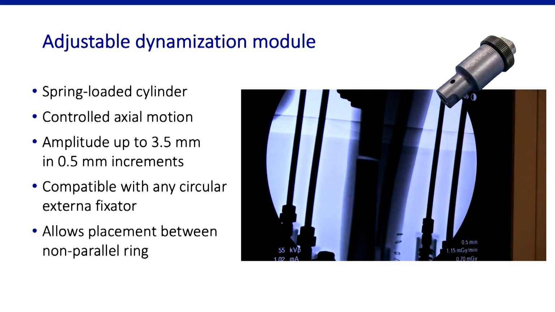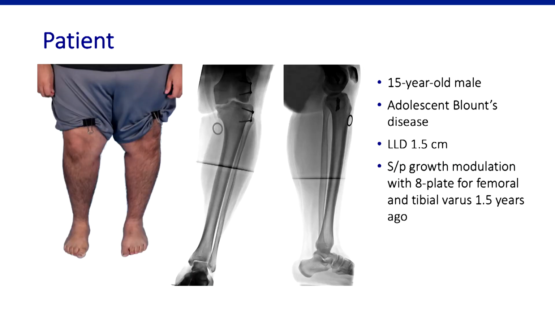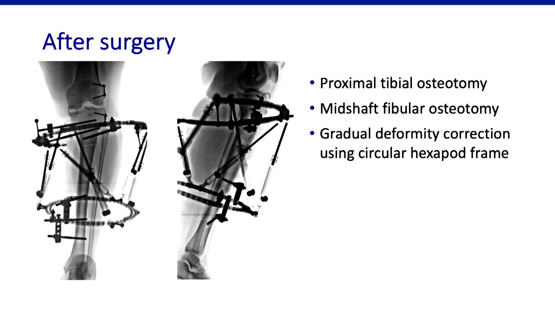So when patients walk, they produce that little dampening effect and do axial dynamization. This is one of the examples of our patient. This is an adolescent Blount's patient. I will not go into the technique, very typical technique. The majority of you have done those Bones workshops.